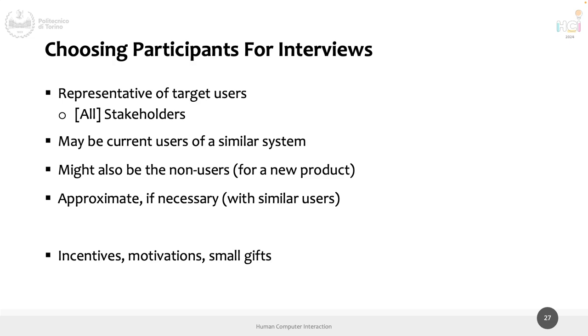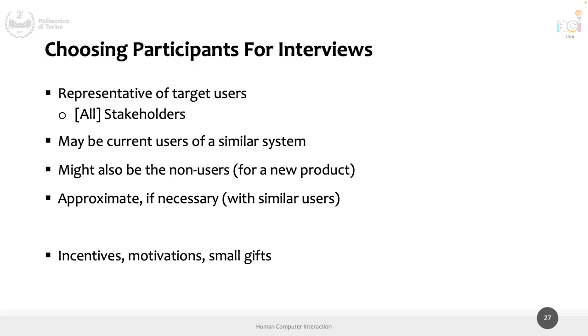So it's essential to choose participants for interviews. Of course, you need representatives of your target users, involving all stakeholders. If you are talking about students during exam period, you will of course interview students, but maybe you will also interview some professors because they are involved in the exam. And you will also probably try to talk with some secretaries because they are involved in the process of exams. So all stakeholders, representative. Of course, you will speak more with students because they are the primary users for you, but the other opinions, ideas, perspectives could be valuable.